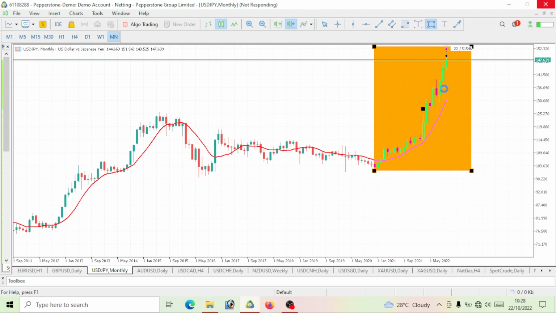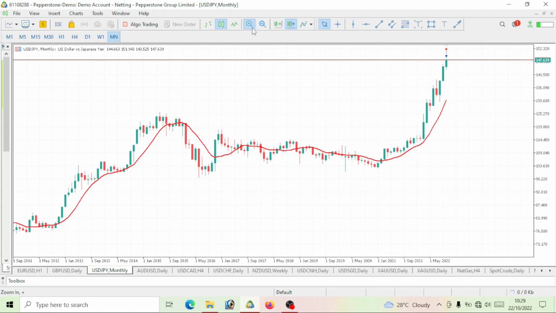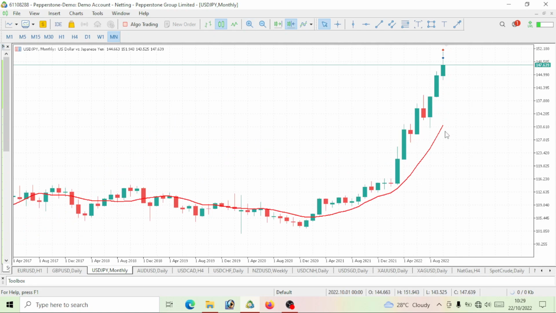I've also included this moving average here. I'm using a 10 period moving average by the way, I love using it. Once our price is above the 10 period moving average, we all know the rules of trading with moving averages. Once the price is above the moving average, we have to go long, but if it is below it, then we have to short.